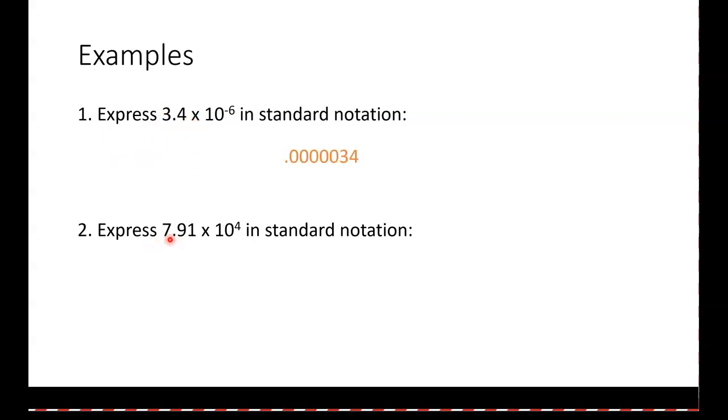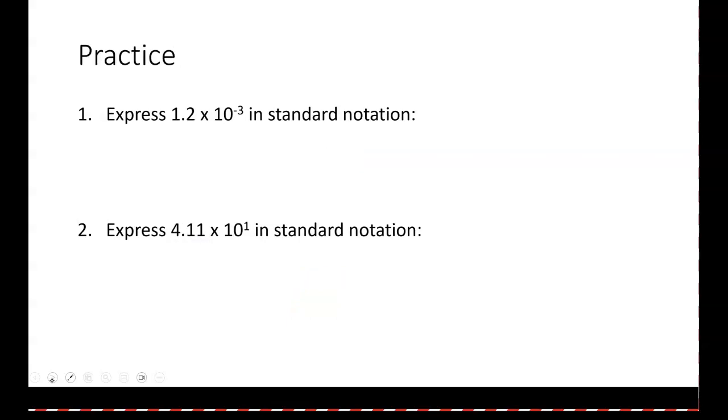And now if we want to express 7.91 times 10 to the fourth, we're just going to move this decimal place 4 spaces to the right. 1, 2, 3, 4. And so we have to add 2 zeros to this number. So we get 79,100. Okay, if you'd like to practice on your own, you can pause the video here.